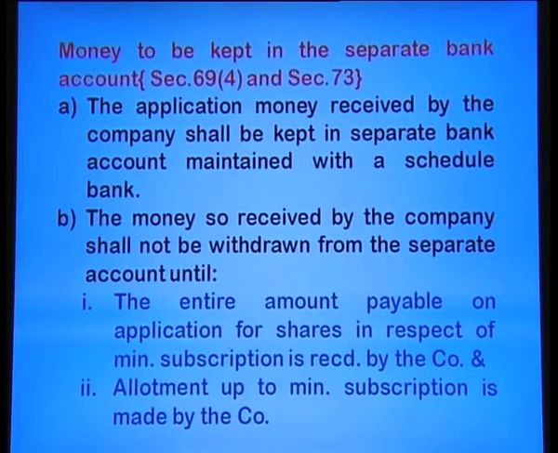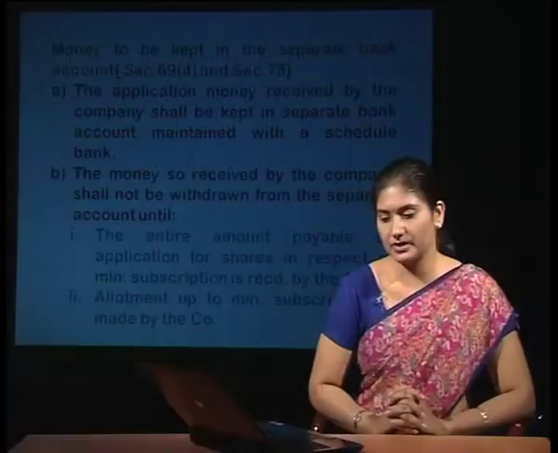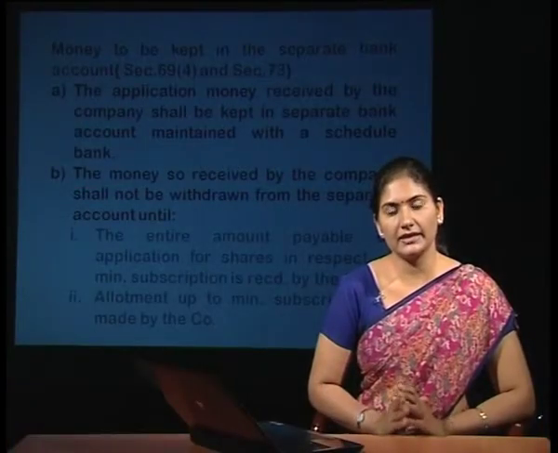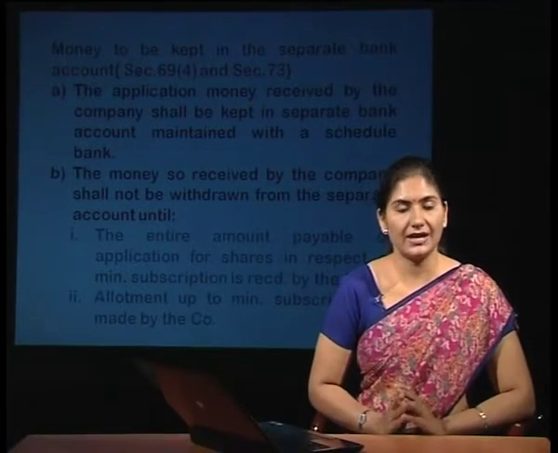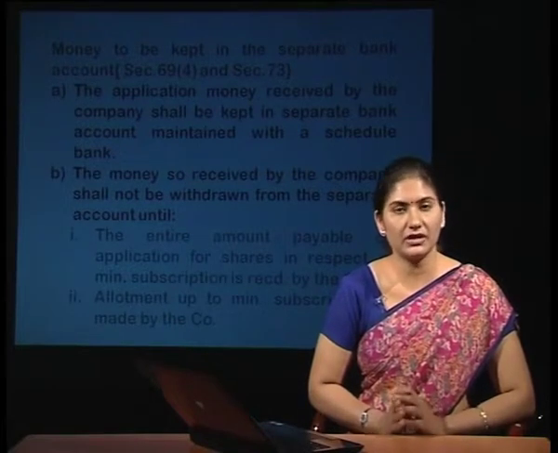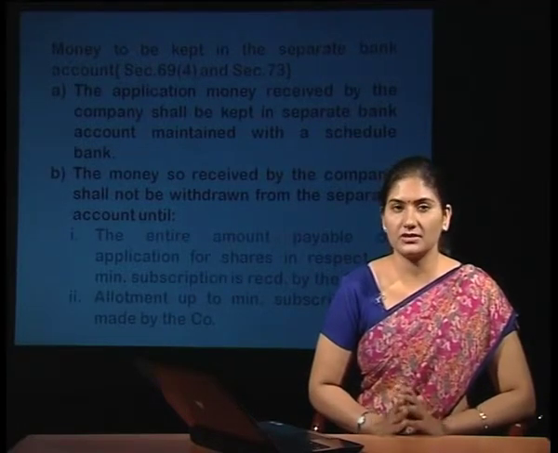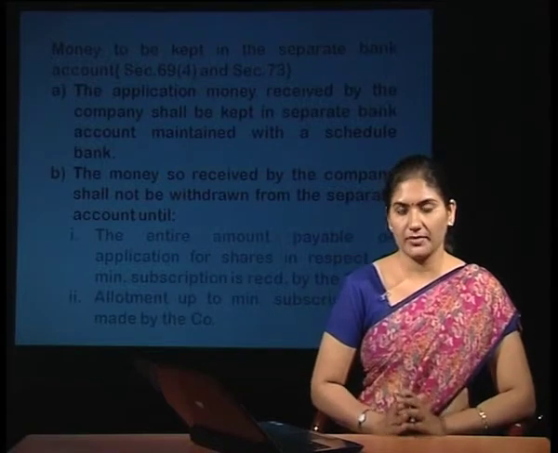The money so received by the company shall not be withdrawn from the separate account until the entire amount payable on application for shares in respect of the minimum subscription is received by the company and allotment up to the minimum subscription is made by the company. So, this money lying in the separate bank account shall lie intact and it shall not be allowed to be mixed up with the funds of the company in the ordinary bank account.